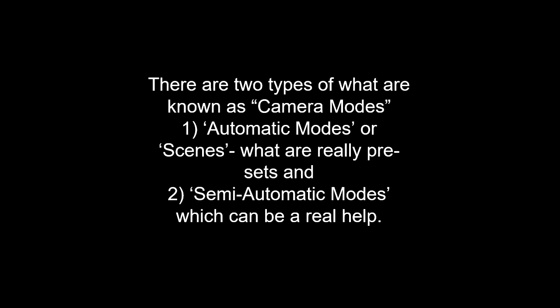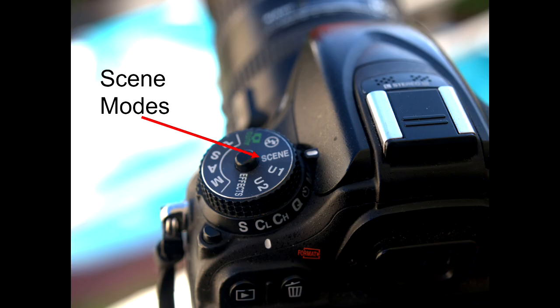You've got an automatic mode or scene modes, different manufacturers call them different things, which are really presets that decide how the camera should take that particular picture. And then we're going to talk about the so-called semi-automatic modes, where you have your own input and then the camera helps you. So let's have a look at the first one, which of course is scene.